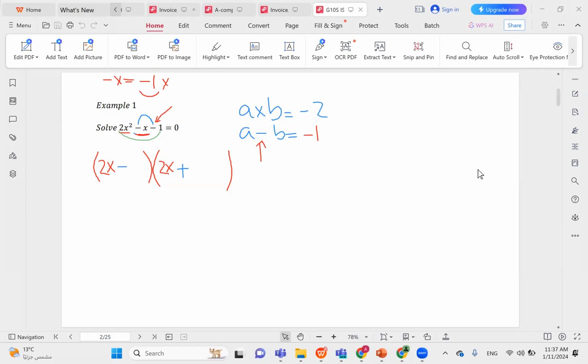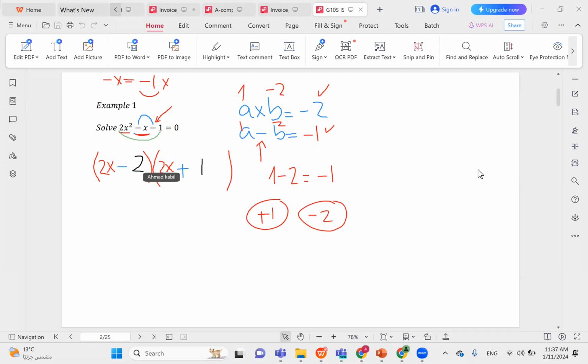So finally, I need to find two numbers whose product is -2 and whose difference is -1. The two numbers, of course, are simple. You just have to write 1 minus 2 equals -1, because 1 multiplied by -2 gives you -2, and 1 minus 2 simply gives you -1. So our two numbers are +1 and -2. So next to the positive, we're going to write 1. Next to the negative, we're going to write 2.